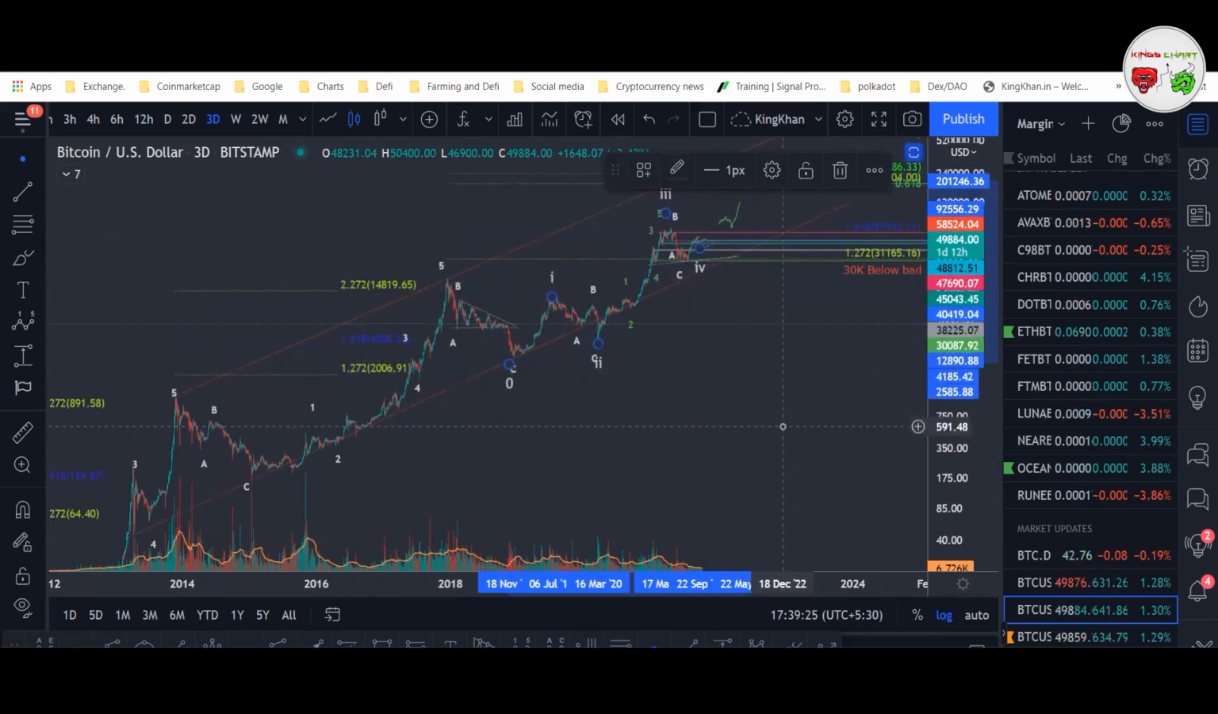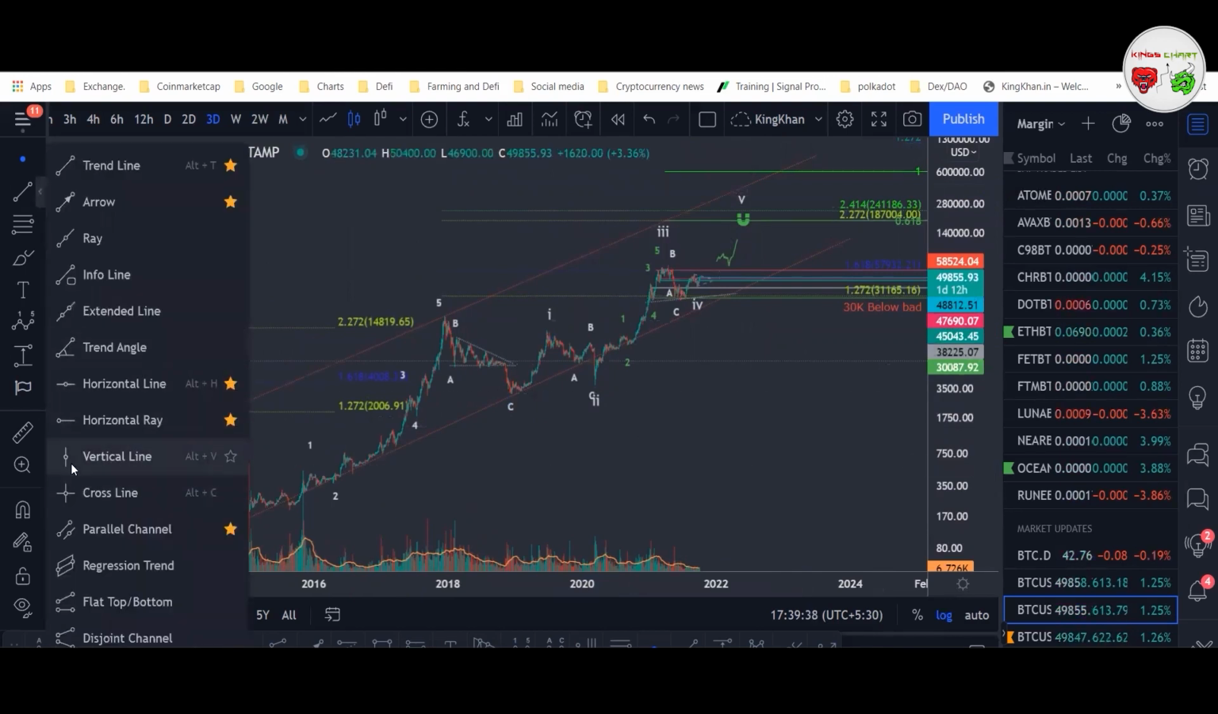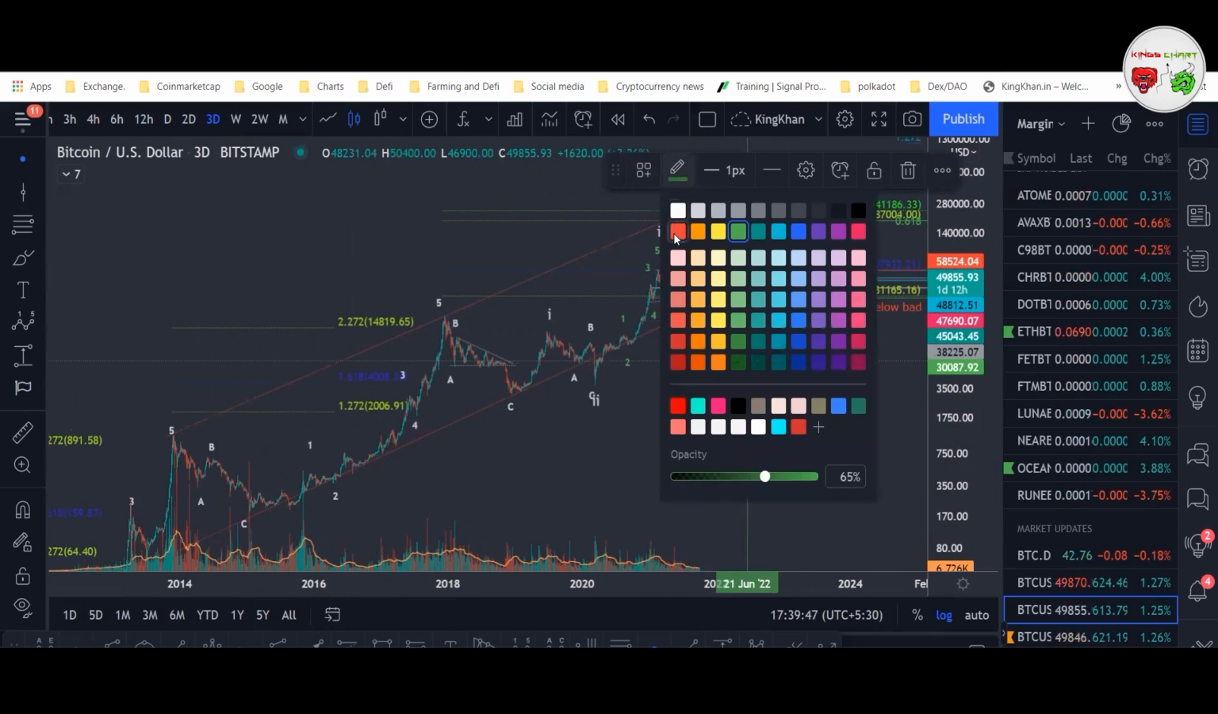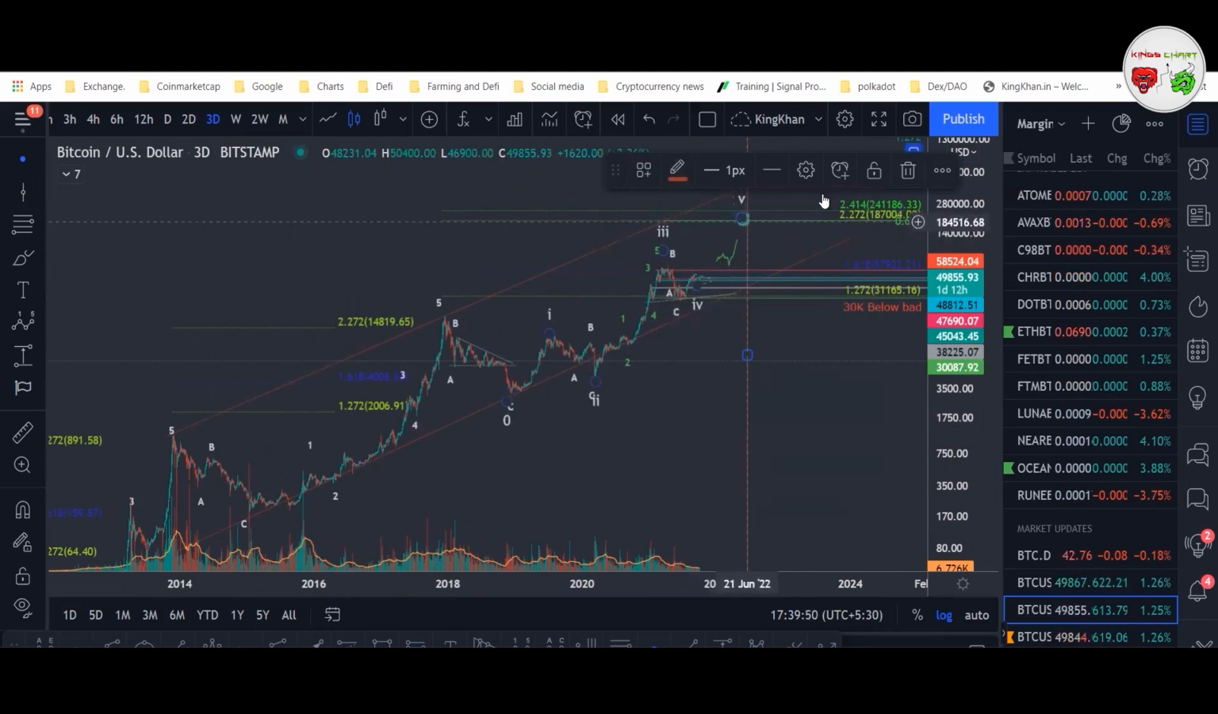Not sure we will hit it in Q4, but Q1 2022, yeah, June. Okay, let me mark out the date. Yeah, May and June, May 2022, and there is a possibility we can hit it there.